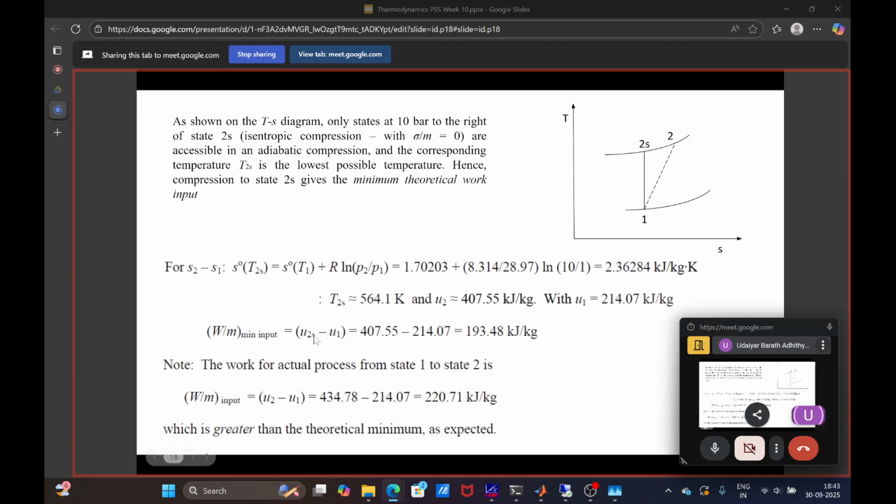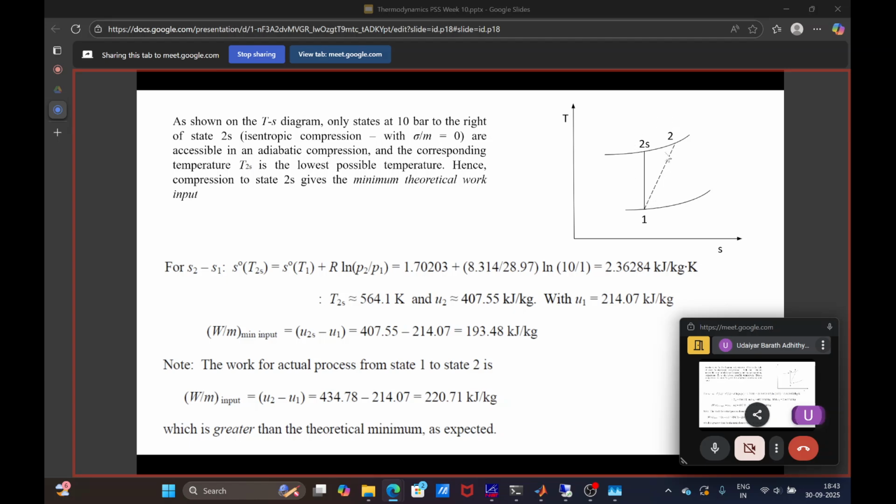So the minimum input is U2s minus U1. So this comes out to be 407.55 minus 214.07. So that gives you the minimum work as 193.48 kilojoule per kg. So what basically we are saying is from 1 we are going to 2, but making the system more internally reversible. So you are taking care of the friction inside, improving the system and making it more towards an internally reversible system.